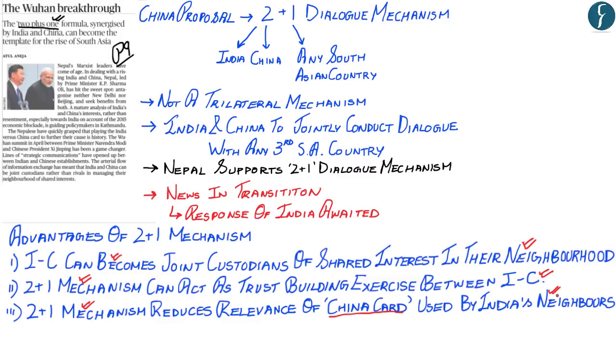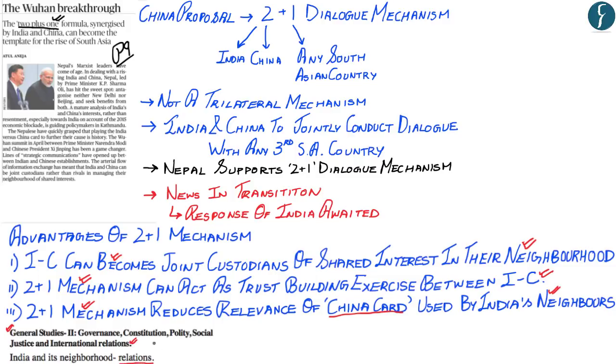Now with regards to the UPSC syllabus, the 2 plus 1 mechanism would be placed in GS Paper 2 within the international relations section, within the subsection India and its neighborhood relations. You have to understand that this article only highlights the advantages of the 2 plus 1 mechanism, but it does not highlight the concerns that the mechanism brings about. But considering that the news is in transition and India has yet to respond to the 2 plus 1 mechanism, let us wait and see how it moves forward.